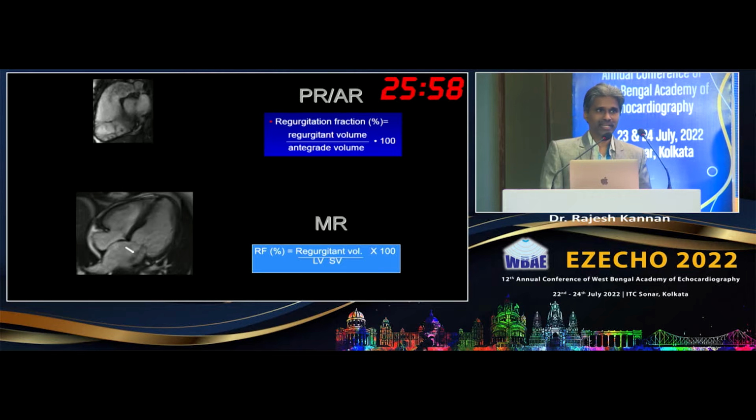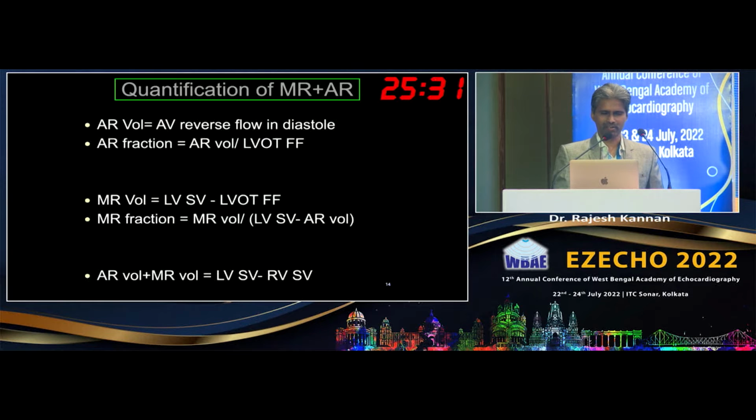So when you are calculating a regurgitant fraction, as I told earlier, for PR and AR it is very easy. We will be directly looking at only the valve level. Whereas when you are calculating the MR, we have to do both the cine sequences as well as the PC. And here the denominator is different. You have to use the denominator of LV stroke volume, not the antegrade volume, because you are not calculating the antegrade volume through the mitral valve.